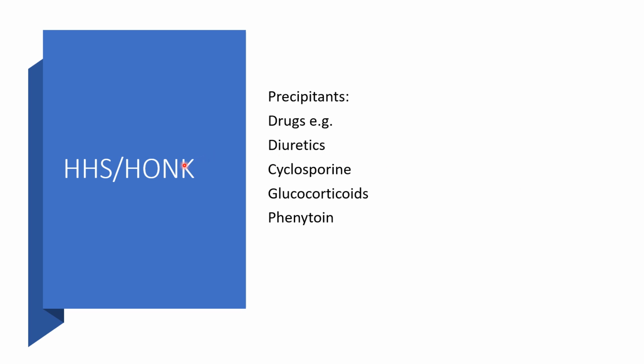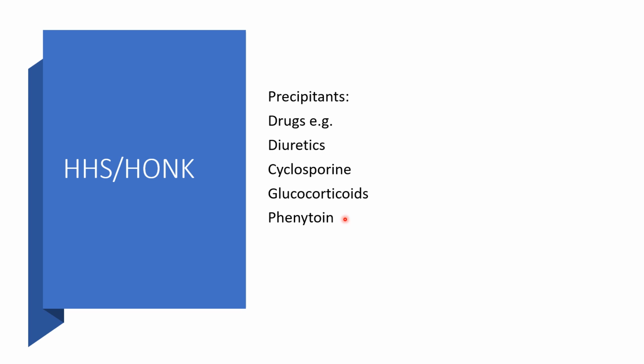50% would die. What are the precipitating factors that will push type 2 patients into HHS or HONK? Drugs like diuretics, cyclosporin, glucocorticoids, phenytoin. They are not just taking these drugs on their own. Diuretics, maybe for hypertension, glucocorticoids and phenytoin. Some have so many. This is for immune suppression in autoimmune condition. Glucocorticoids are for autoimmune condition or asthma or COPD, or phenytoin, for those who have seizure disorder and so on. So not just on their own self-will, right?